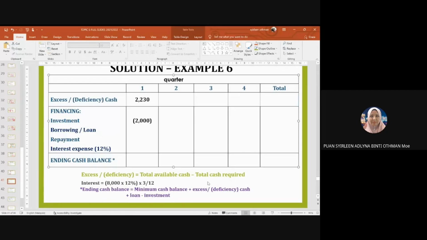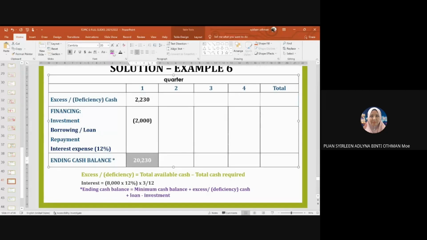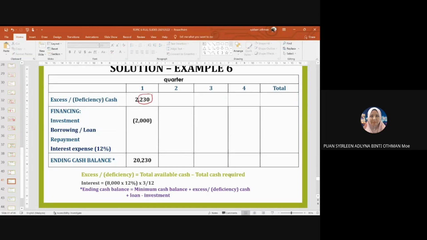Okay, so now my ending cash balance is 230 ni, lebih dari sini tadi, and 20,000 yang minimum cash required tadi. So how do I get my ending balance? Ending balance ni ialah E plus G plus H minus I. Okay, you tag your item, you boleh nampak dengan jelas. Okay, so do I need to do borrowings? Tidak ada borrowings sebab saya tidak ada deficiency. Saya cuma ada excess.